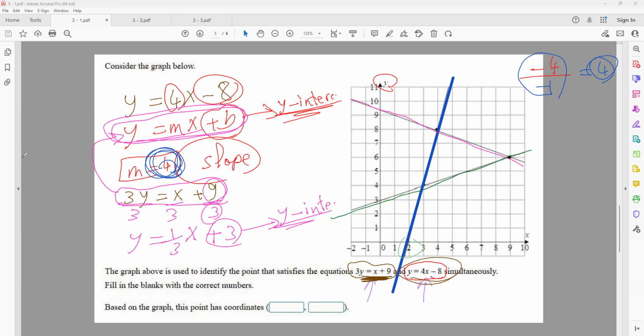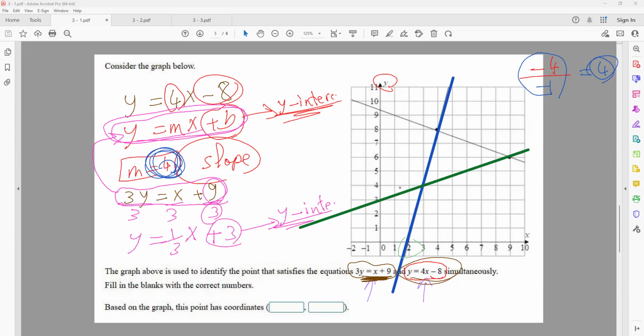Intercept y-axis at point 3. Pink line or green line? Green line. That's right. So I draw the green line here like this. So the two blue line and the green line intersect at a selected point.